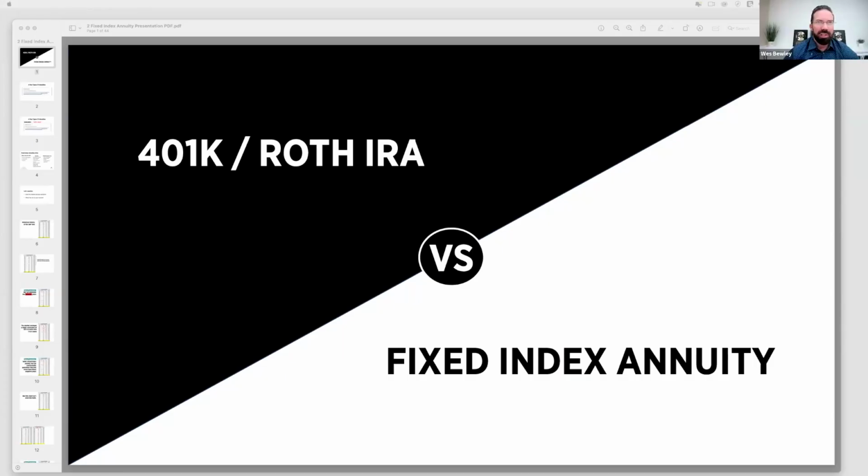And today, what we're going to do is talk about the difference between a 401k or a Roth IRA and something called a fixed index annuity. So, what I'm going to do is share my screen with you, and we're going to dive in here and just look at the differences. Maybe at this point, you've heard about a fixed index annuity. Maybe you haven't, but today is going to be very, very enlightening for you. And I think you're going to have a lot of excitement about your investing future.